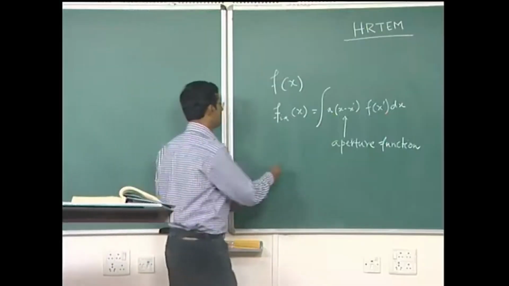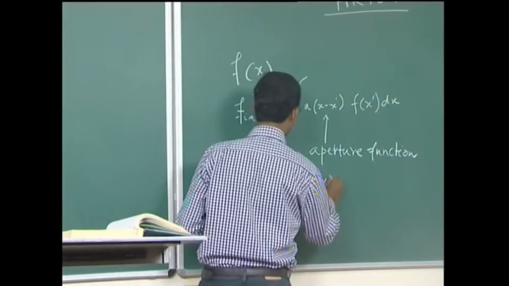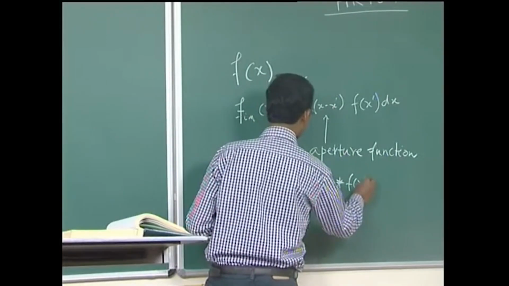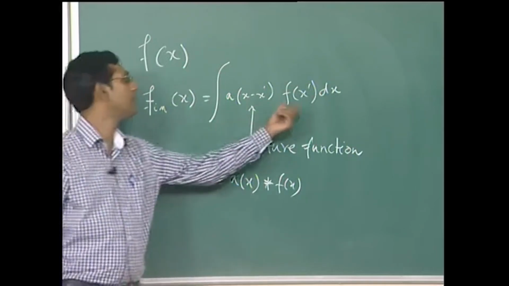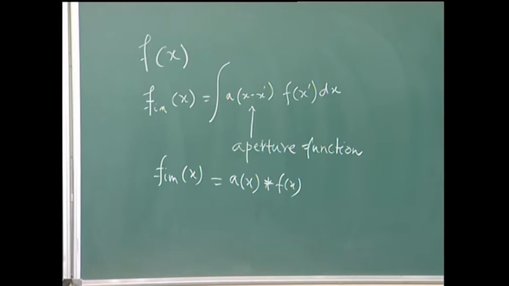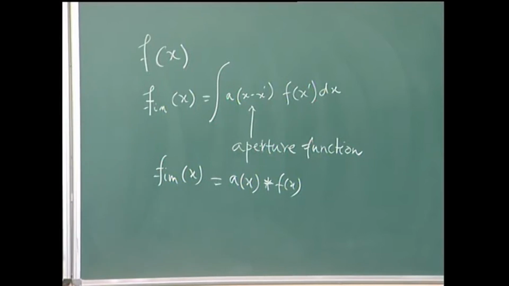Now, this is a very simple equation which is used in imaging techniques, and can be found in any book. You can actually take the convolution of the two, a(x) and f(x), and this equation can be written like this: the convolution of a(x) and f(x) giving rise to the image function. So, this integral of the aperture function and the object can be simplified as the convolution product of a(x) and f(x).